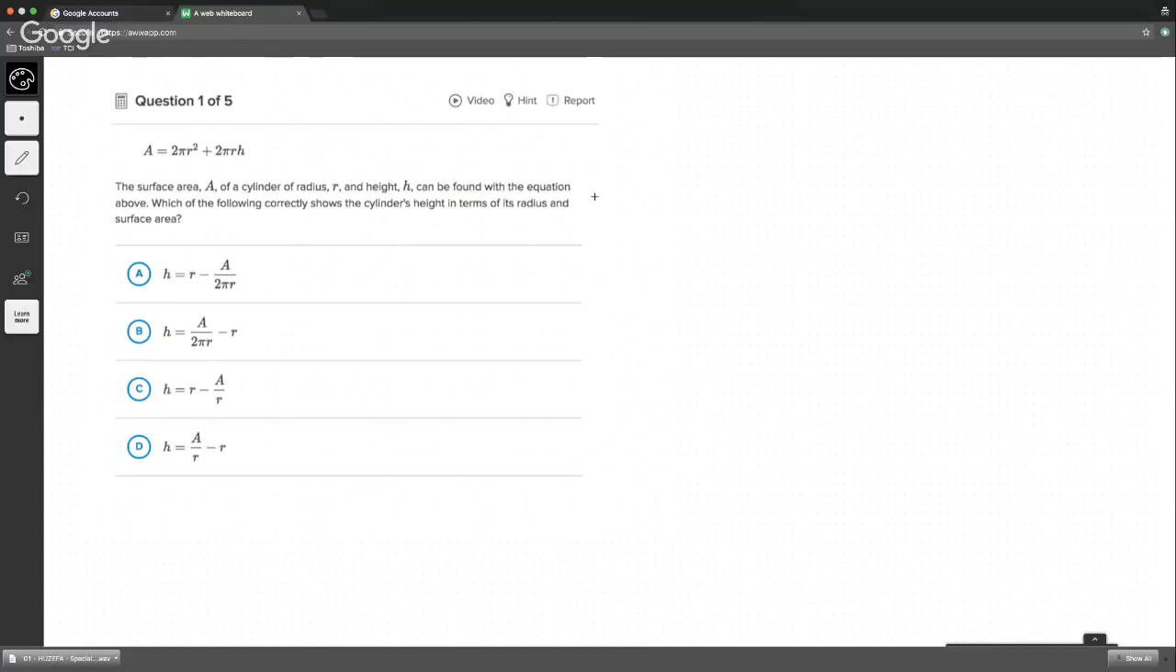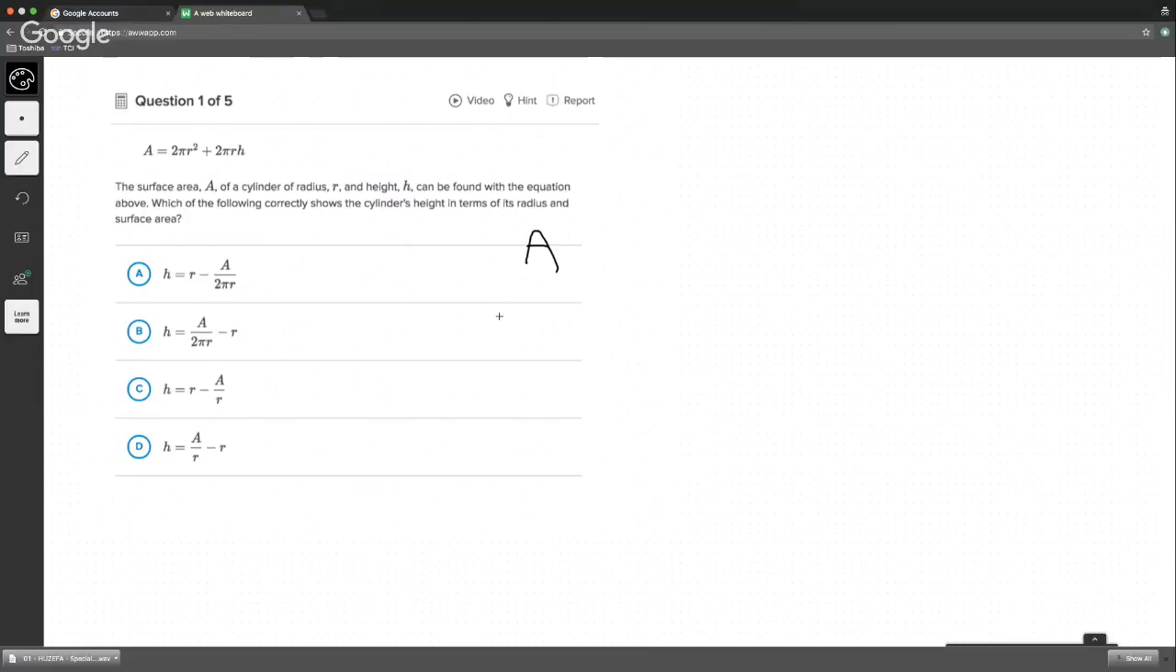Anyways, variable isolation is at the heart of algebra. You've got to get familiar with this concept, so let's go through it step by step. We have A equals this whole thing. I can already tell we don't need to read all this, but it says this is the surface area of a cylinder with a radius and a height. Then it asks which equation shows the cylinder's height in terms of its radius and surface area.